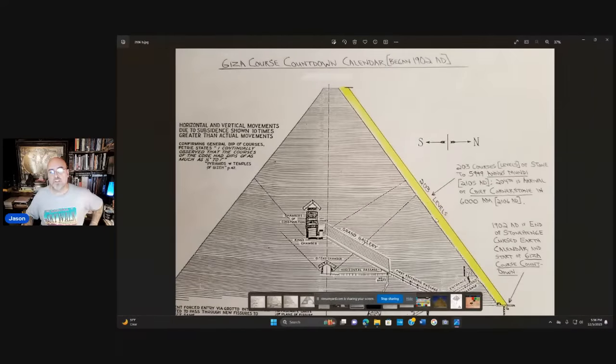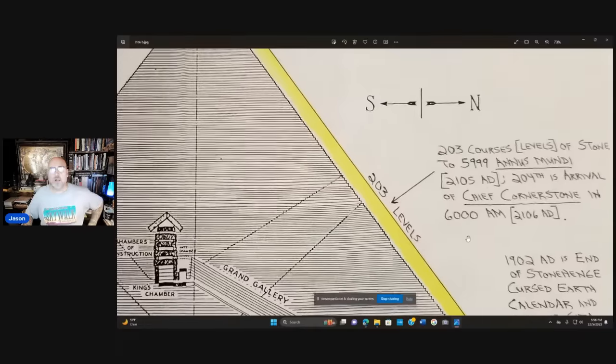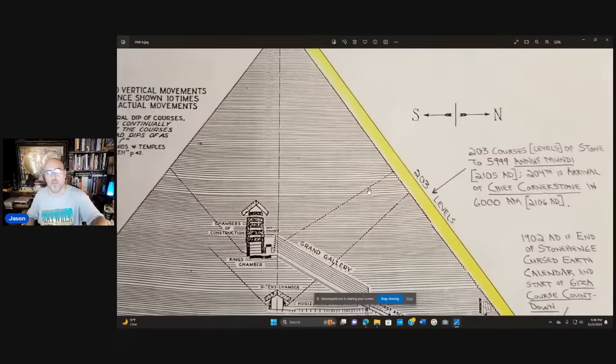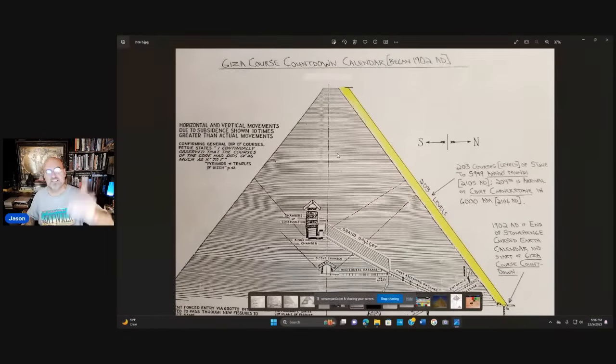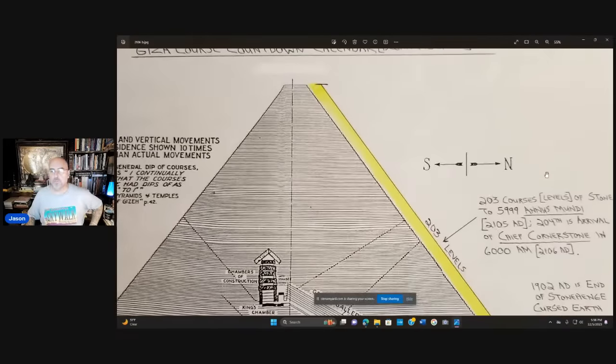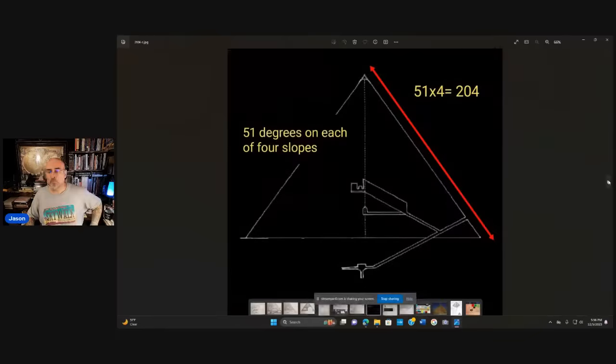But there's only 203 levels here. 203 levels of blocks from 1902 gives us the year, here it is, 5999 Anno Mundi. There's one year missing. The 204th level is missing. Remember, 51 degree angles, 4 times 51 degrees is 204. The pyramid is unfinished. The descent of the chief cornerstone is necessary to finish the monument of man. The 204th would turn 5999 to 6000, just like that. It would be the year 2106.